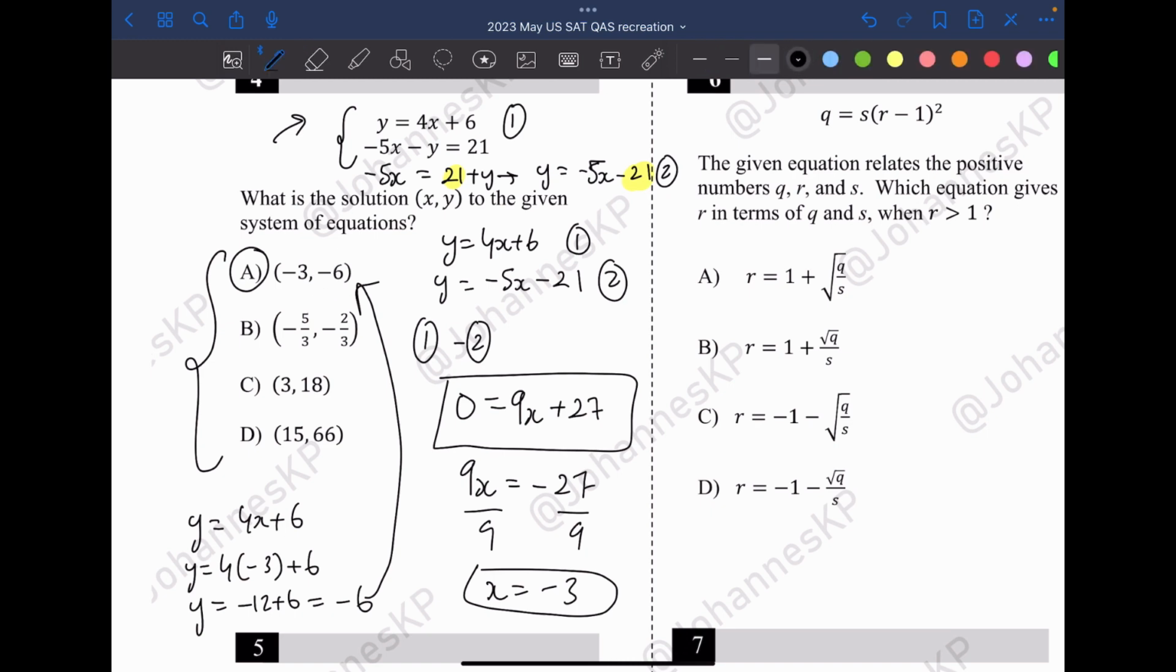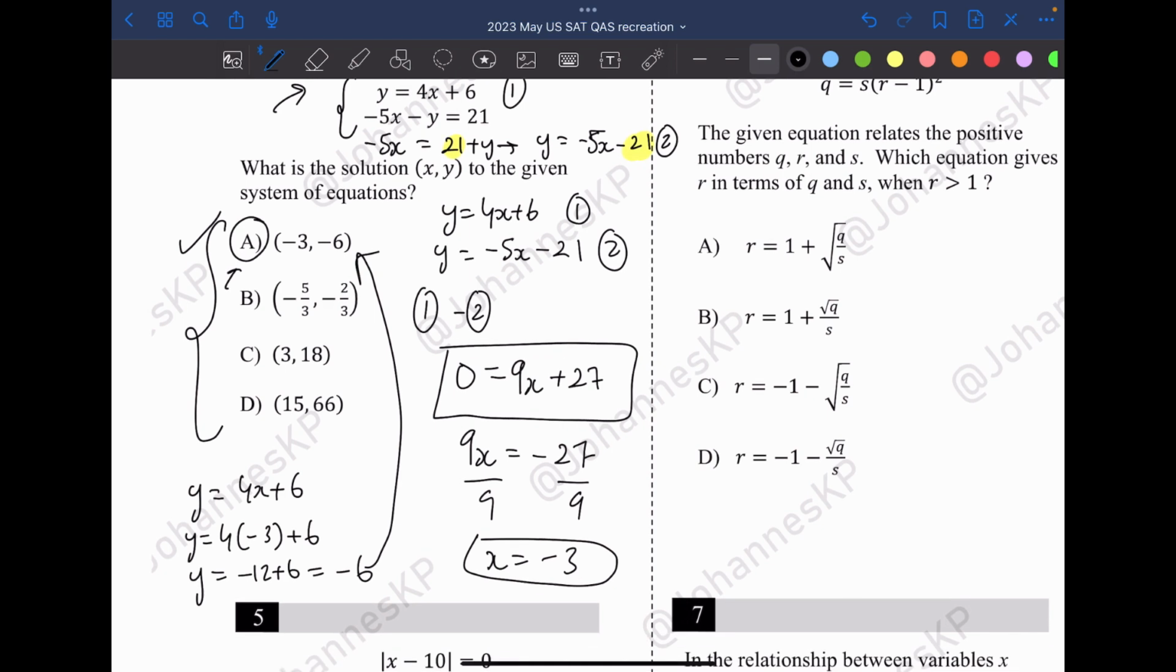The second step would have been useful if we had two negative 3s. So if two options, let's say this was A, and B was instead negative 3 and 5, then this would be wrong. So we would have to use the second step to find that out. But in this question, we were lucky that there was only one negative 3, so it is the only correct answer. Okay, so that's question number 4.